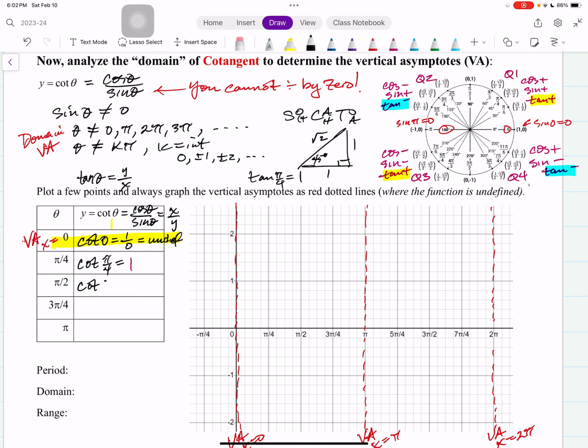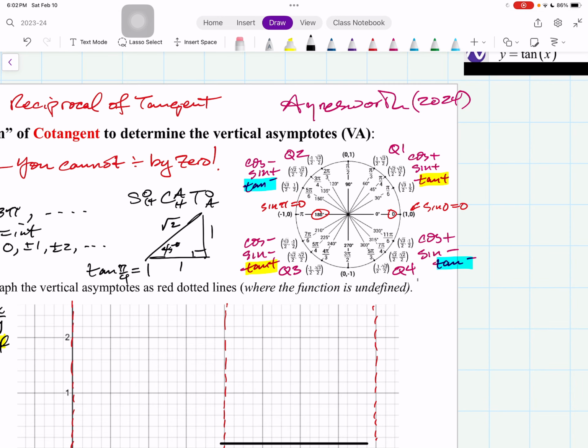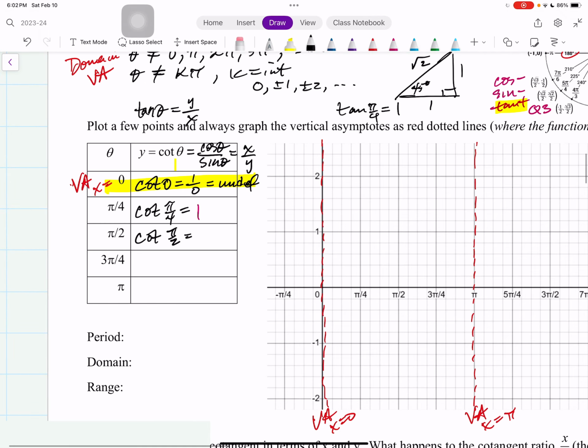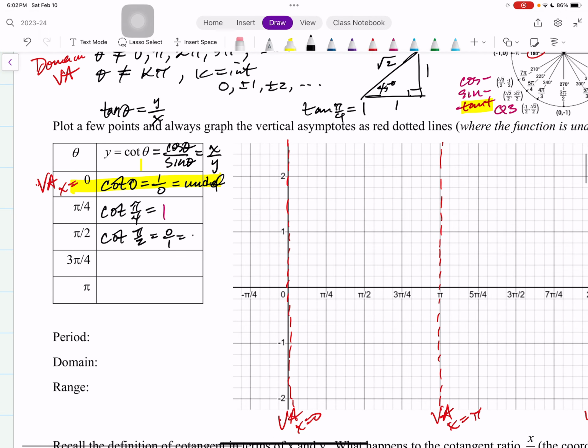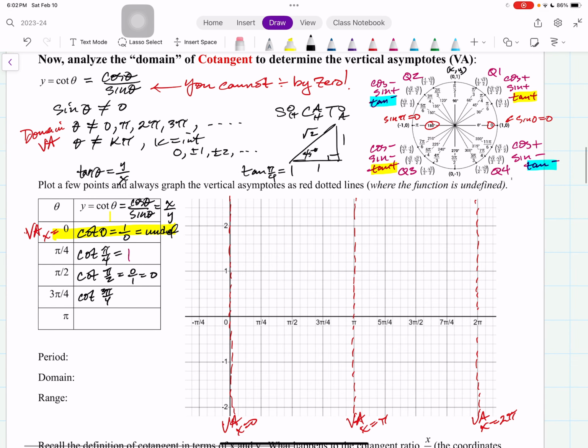The next one, we have cotangent of pi halves. Again, this is x over y, and if you look at the top of the unit circle here, it's x comma y. If you take 0 divided by 1, you get 0. And then you keep on going. You get cotangent of 3/4 pi, which has a reference angle pi fourths. If you look at the unit circle, tangent is negative in quadrant 2, so the reciprocal of a negative is a negative. So this is negative cotangent of pi fourths, which we just evaluated, so this is negative 1.